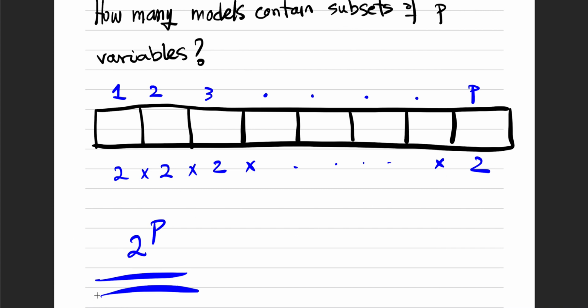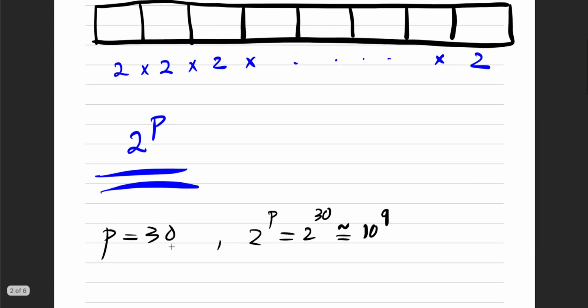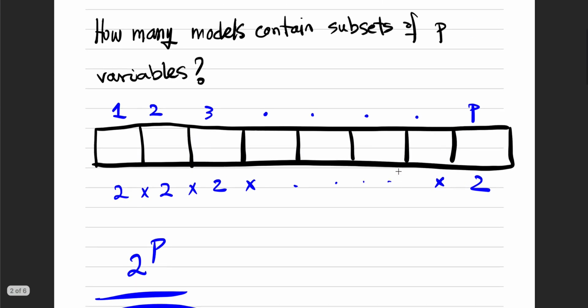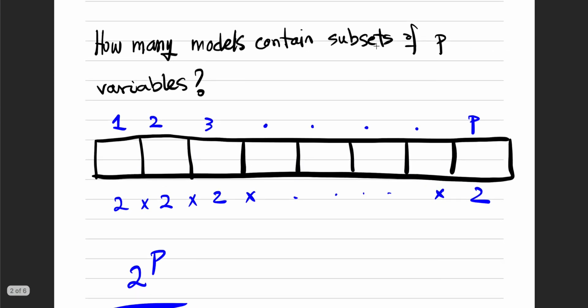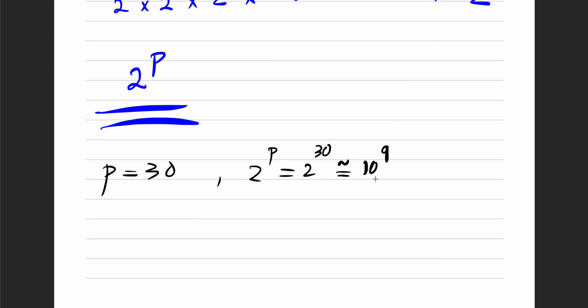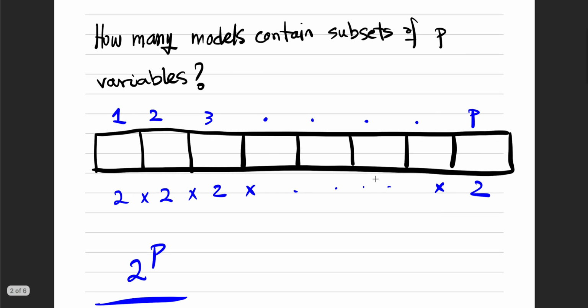Now why do we care about this? The problem is that this is exponential in p. Even for 30 variables, 2 to the power of p is roughly 10 to the power of 9. That means that if we wanted to test all these models that contain subsets of p variables, if we wanted to consider all the possible combinations of these variables, it'd be computationally impossible. We cannot look at every combination of variables and predictors.